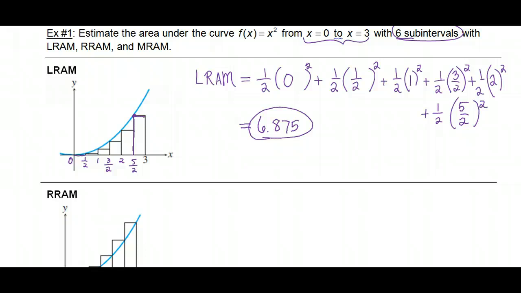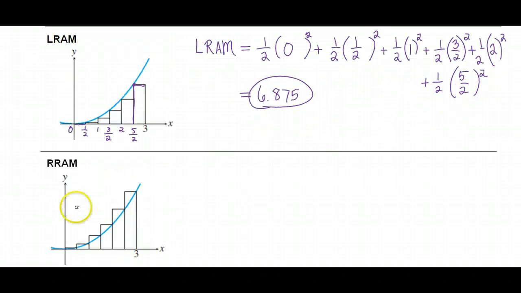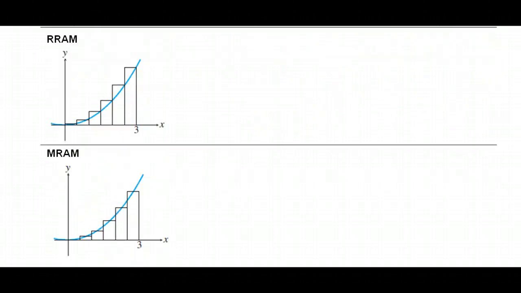Now, just looking at our rectangles, do you think this is an under approximation or an over approximation? Under, because you can see that there are all these gaps here. So when we look at the next example, which is right-hand approximation, it's going to be an over approximation.